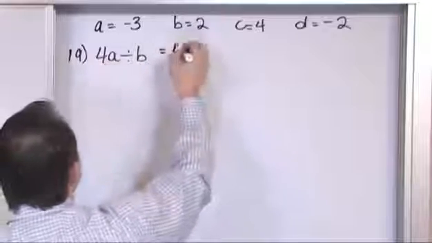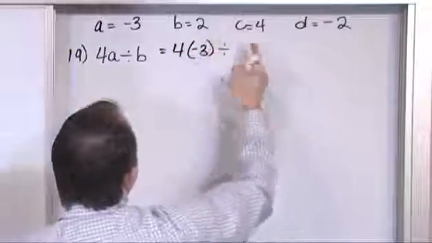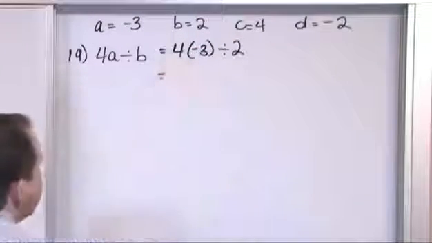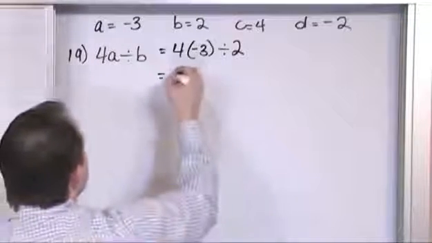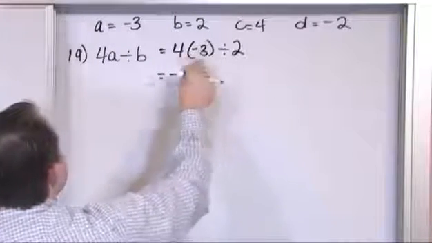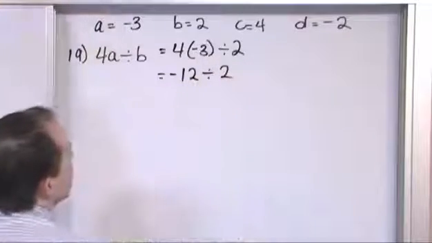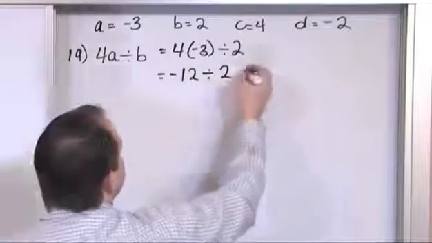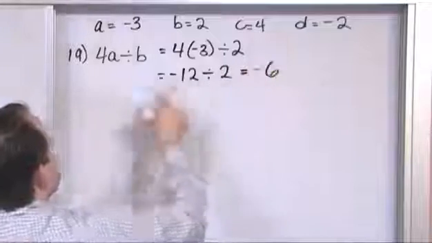First, let's plug in 4 times A, which is negative 3, divided by B, which is 2. We're going to work on the multiplication first. 4 times 3 is 12, and it's going to be negative 12 because these signs are different. And we're going to divide by 2. So we've done this multiplication, we got the answer, and we still have to divide by 2. 12 divided by 2 is 6, and it's going to be a negative 6 because these signs are different.